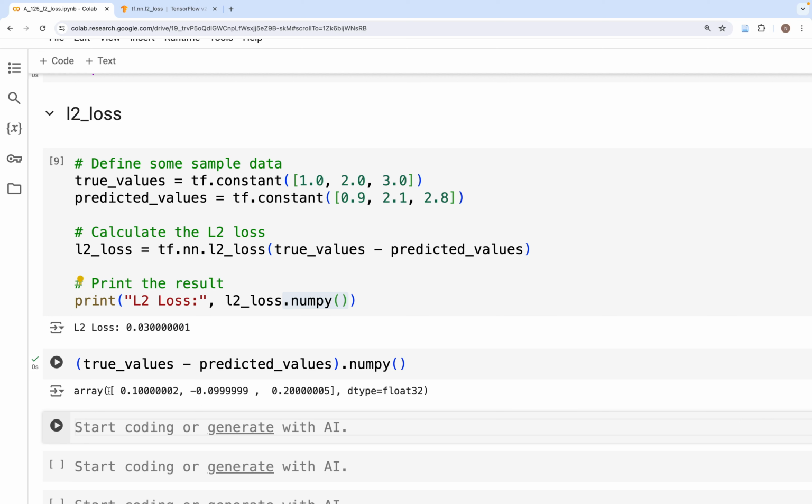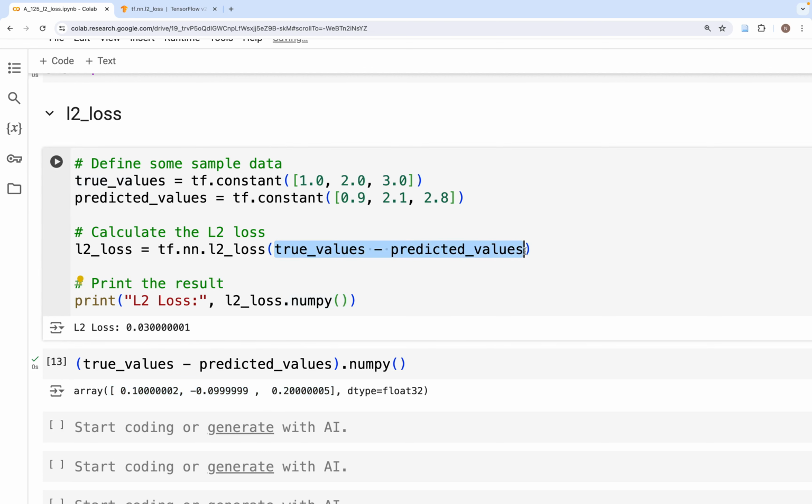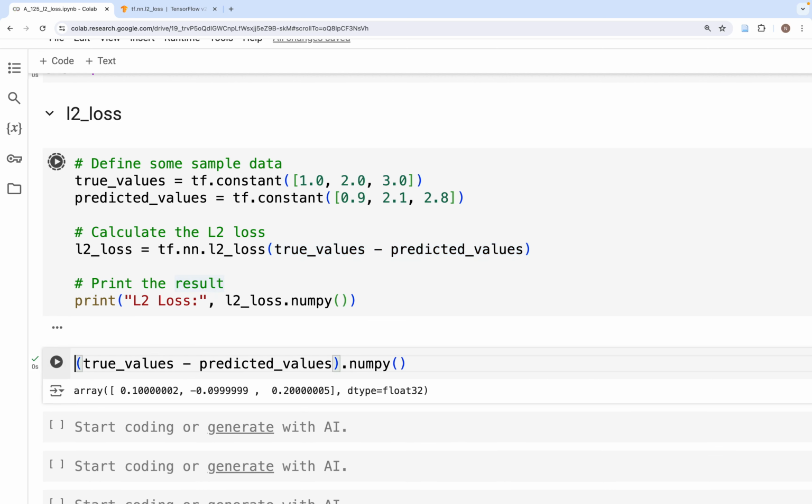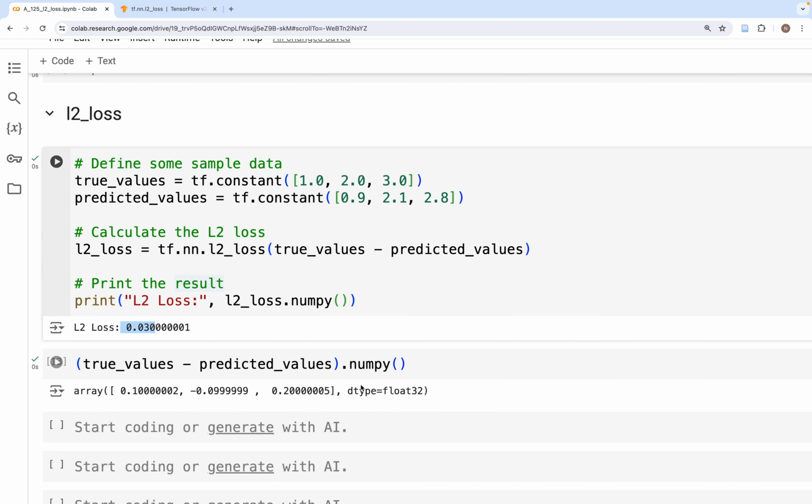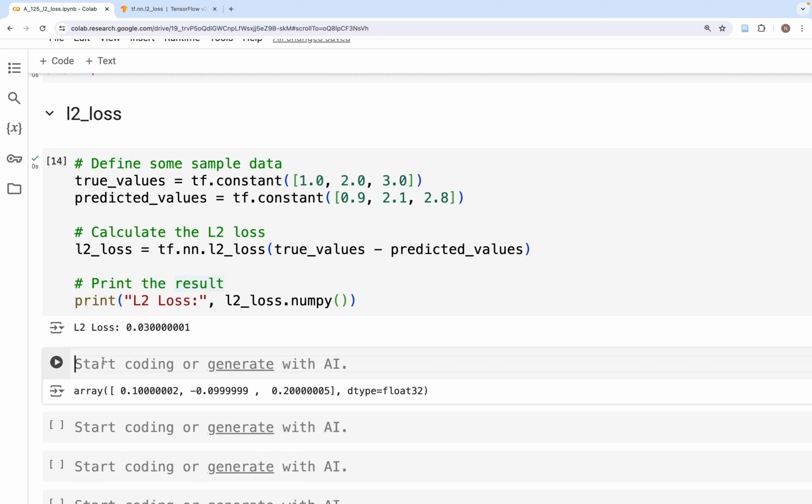And so what we are essentially doing is, the input to the L2 loss is essentially this sort of tensor. And once we run this and try and print the output, we see that the L2 loss is 0.03, and we can try to calculate that manually as well.